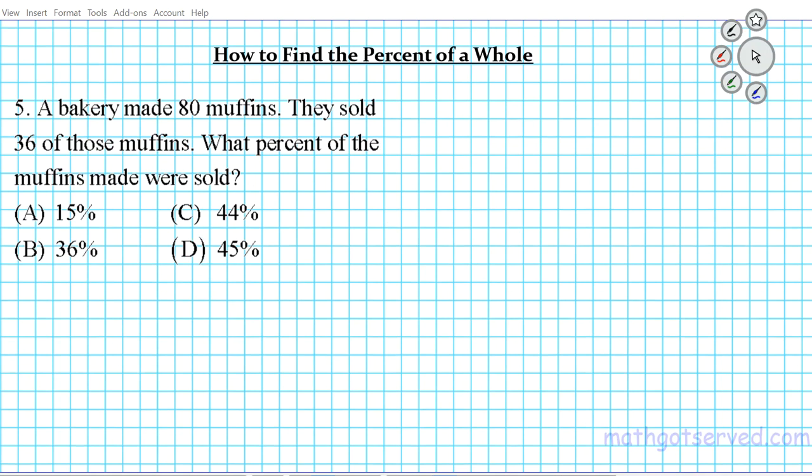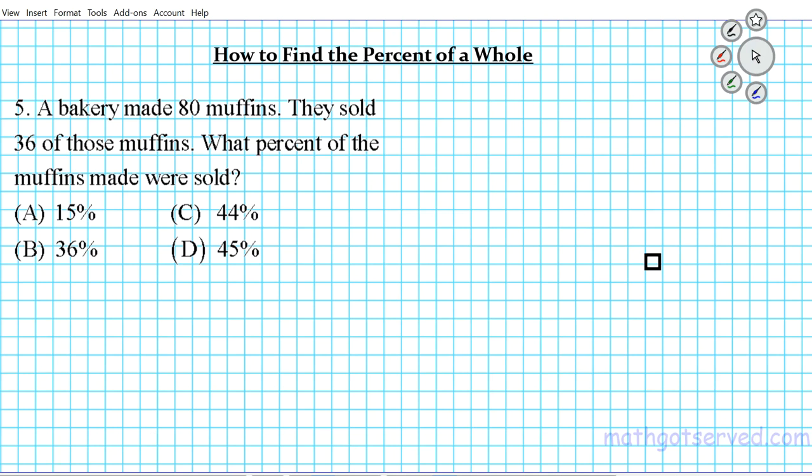All right, let's take a look at number 5. In question number 5, we're being assessed on how to find the percent of a whole. Question 5 reads, a bakery made 80 muffins. They sold 36 of those muffins. What percent of the muffins were sold? Okay, so the part is 36 and the whole is 80. So 36 out of the 80 were sold. So what is that in percent format? That's the question.